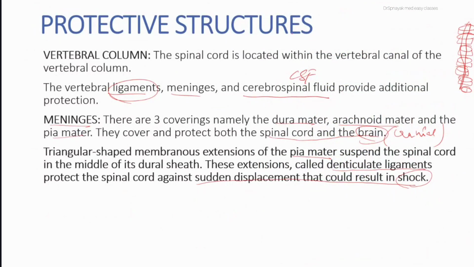There are certain protective structures that protect the spinal cord. The first is the vertebral column. These are the bony structures, a stack of vertebrae, that protect the spinal cord from shock. There are meninges, which mainly have three coverings known as the dura mater, the arachnoid mater, and the pia mater. And there are denticulate ligaments that also protect the spinal cord against sudden displacement that is a result of shock.